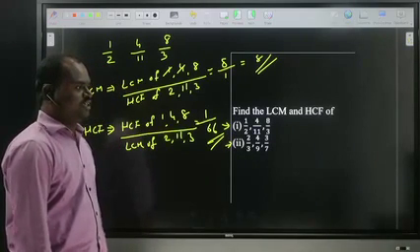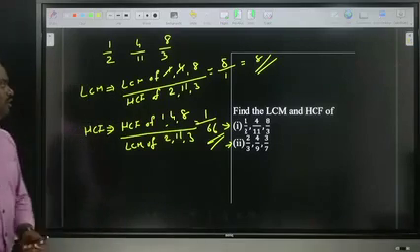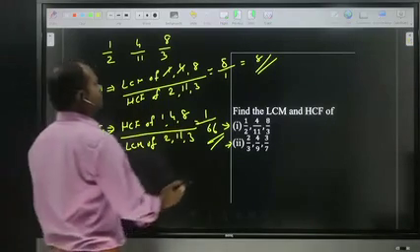LCM 12, HCF 1 by 63. Right, ma. Shall we see now whether it is right or wrong, ma?